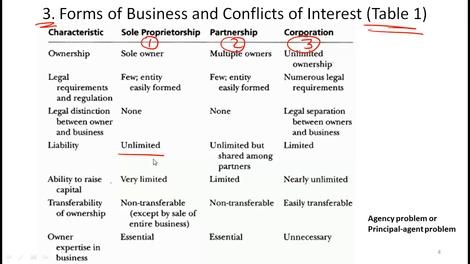Liability is unlimited. What does this mean? This means that if I do some damage and somebody sues me, they can take my business and then they can also get into my personal assets. So the liability is very large.